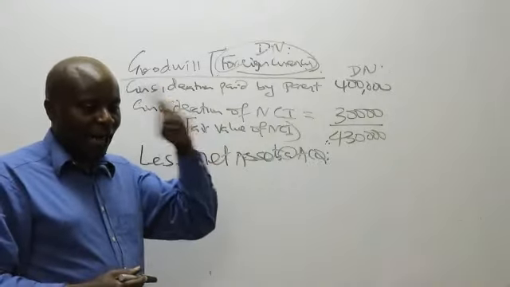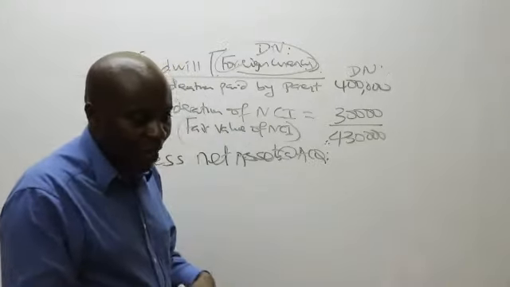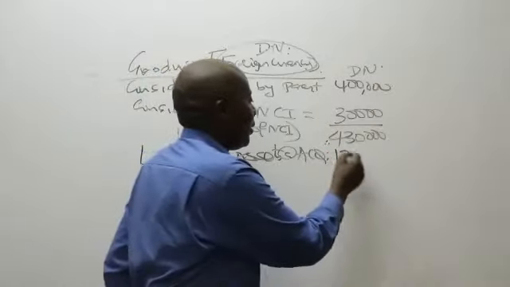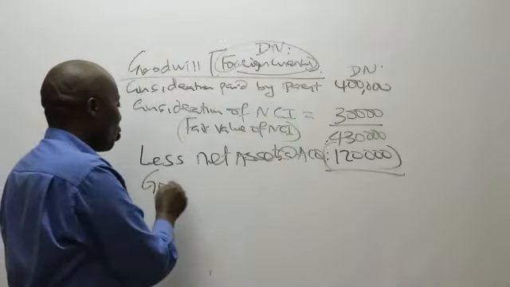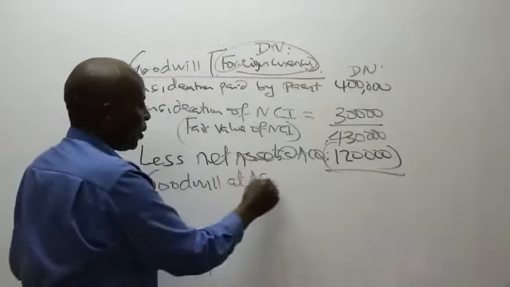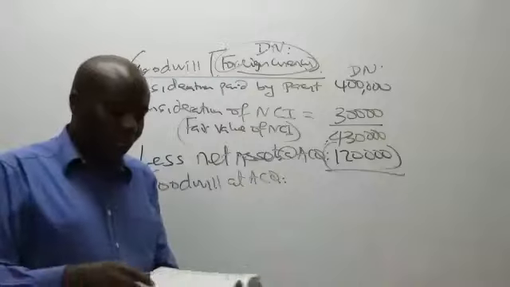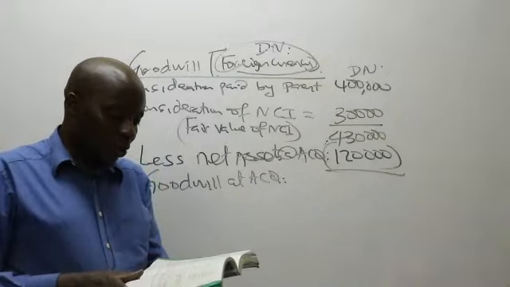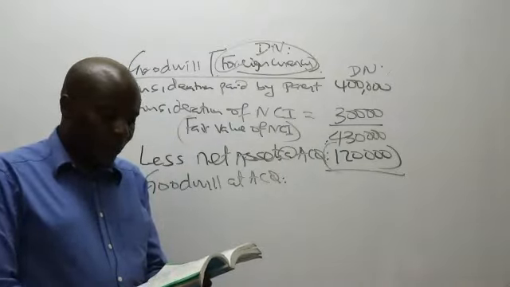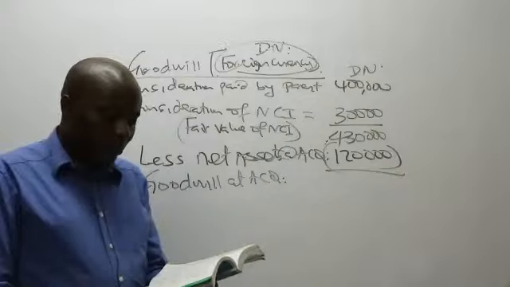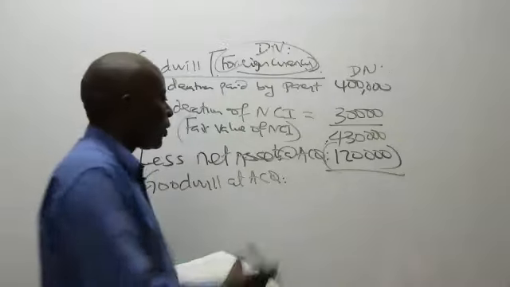In DN, how much? 120,000. So could you kindly subtract here for you to be able to give me what we call goodwill at acquisition. What are we able to get as goodwill at acquisition? 310,000. Thank you very much.